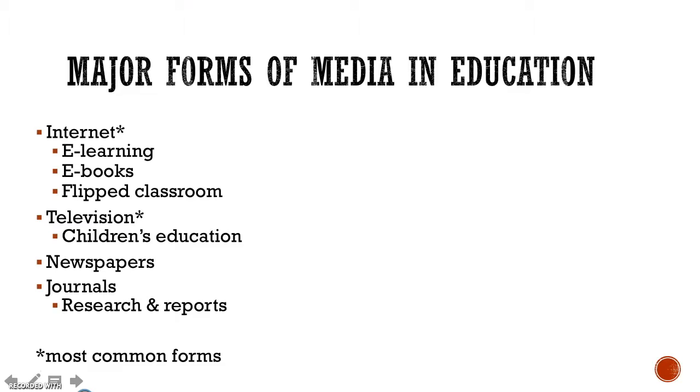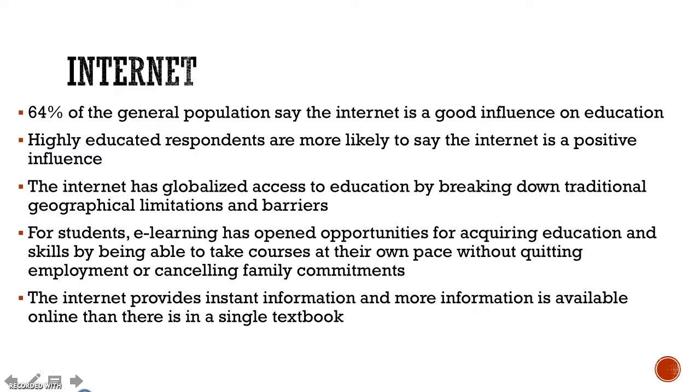The internet, such as e-learning, e-books, and the flipped classroom, where teachers are able to record themselves teaching the lesson and put it on the internet for students to watch, and television, especially children's educational programs, are the most influential forms of media in education. Newspapers and journals, such as Research and Reports, are also influential in education today. The internet is by far the biggest form of media that affects education.